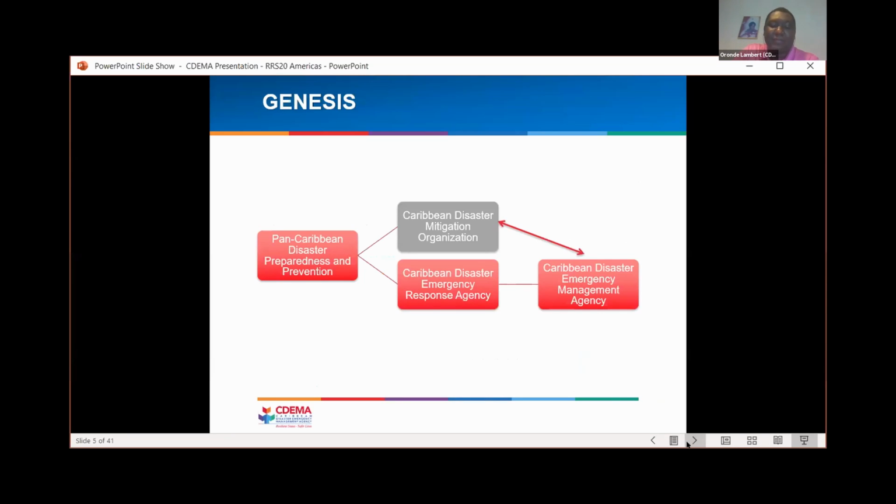So how did CDEMA come about? It started out from the Pan-Caribbean Disaster Preparedness and Prevention Project, which then morphed into the Caribbean Disaster Emergency Response Agency, CDERA. But what was realized is that the mandate of CDERA needed to be expanded to include a concept which had been developed called the Caribbean Disaster Mitigation Organization, which ended up with the emergence of the Caribbean Disaster Emergency Management Agency, which is what we are now.